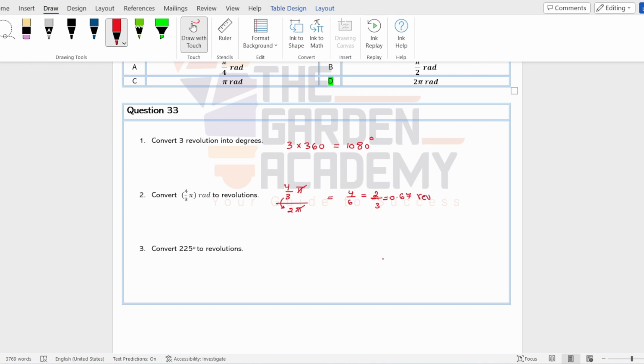Finally, how to convert degrees to revolutions? Again, in this case, we have to divide by 360. So 225 divided by 360, which will give us 0.625 revolutions.